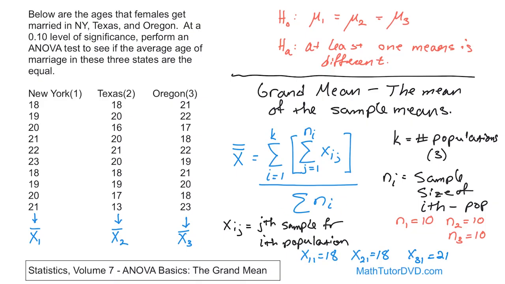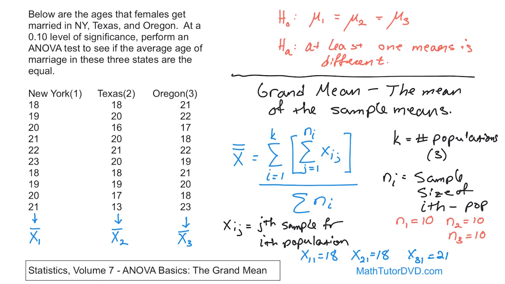Notice what's on the bottom. You don't have anything on the top and the bottom. It means you just sum all of the total number, the sample size of the ith population. So population number 1 has 10 samples, population 2 has 10 samples, population 3 has 10 samples. You're not summing up the values in there, you're just summing up how many there are. So 10 plus 10 plus 10 is 30.